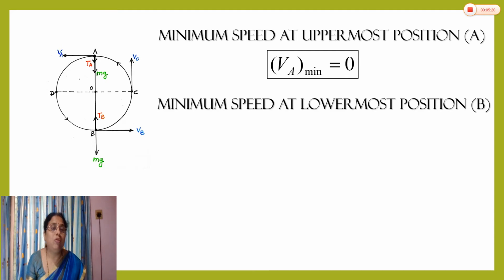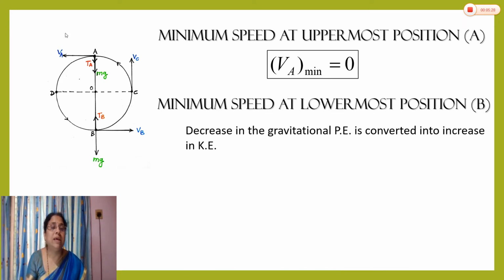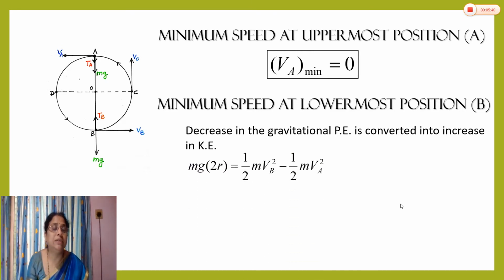And we want to find here the velocity at this point B. Here again we use the same logic, that is by using the law of conservation of energy, we can say the decrease in gravitational potential energy is converted into increase in kinetic energy. So we can find the equation here. The decrease in gravitational potential energy is mg into twice r is equal to half m vb square minus half m va square. This gives us the change in kinetic energy.